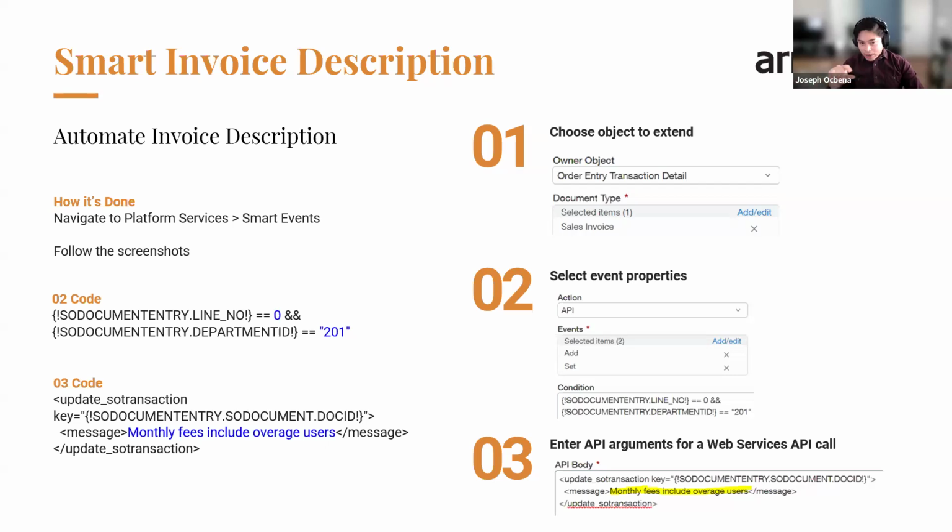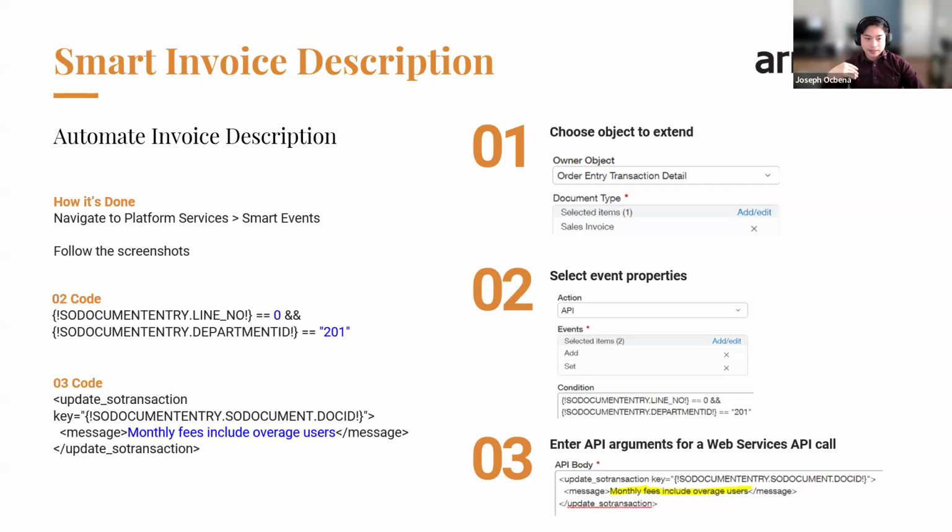On number two, there's that rationale in there. So if you follow me in here, what we're basically saying is we want this action to only happen on the first line of the invoice and in department 201 only. If it's not department 201, the smart event will not fire. Okay. Number three is basically your API argument. So this is where the developer website comes into play. Feel free to follow my code in there.